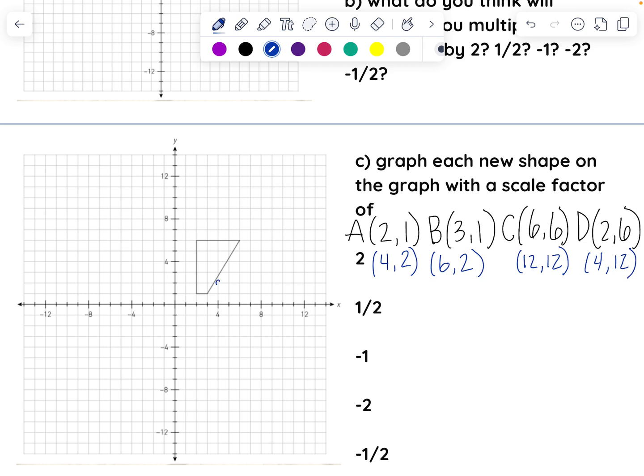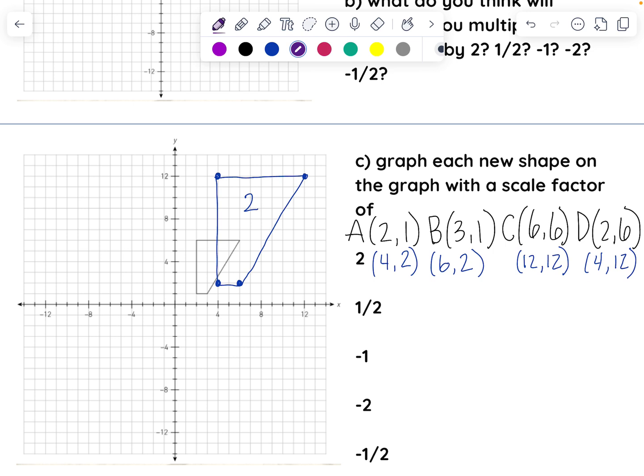So we're going to go over 4, up 2, over 6, up 2, plot a point, over 12, up 12, plot a point, over 4, up 12, plot a point. And remember, you can always pause this video or rewind if needed, because I know I'll be going pretty fast. So we're going to connect our points, and here we have a new shape. Inside that shape, let's write 2, since that was a scale factor of 2. Now, if you notice, the shape got a lot larger. The shape got bigger.